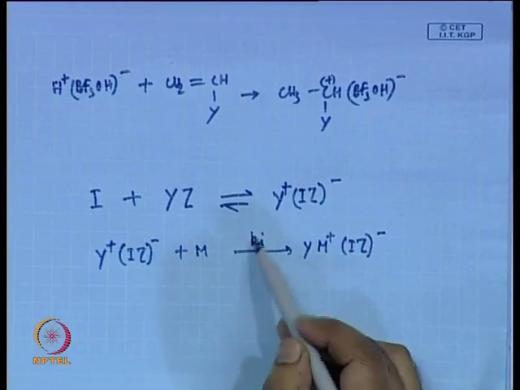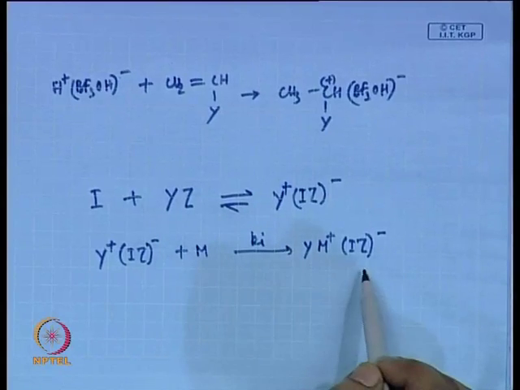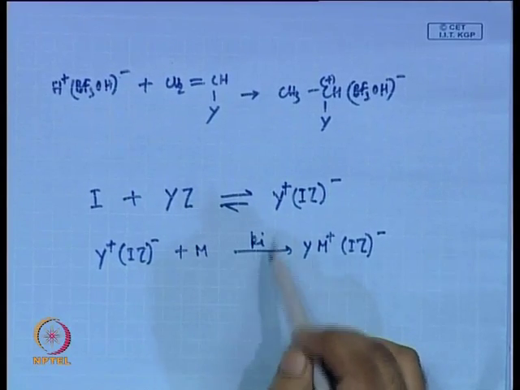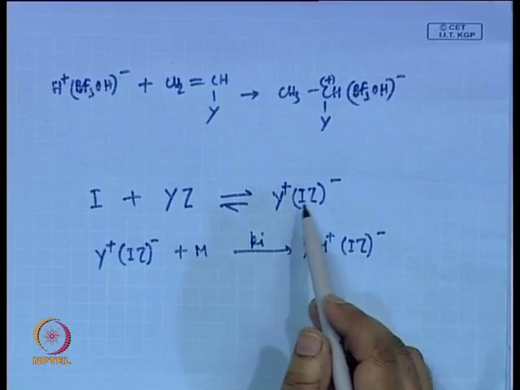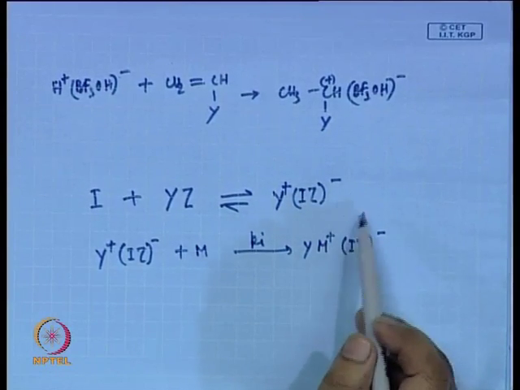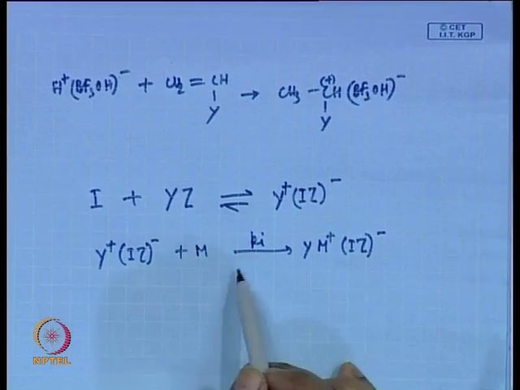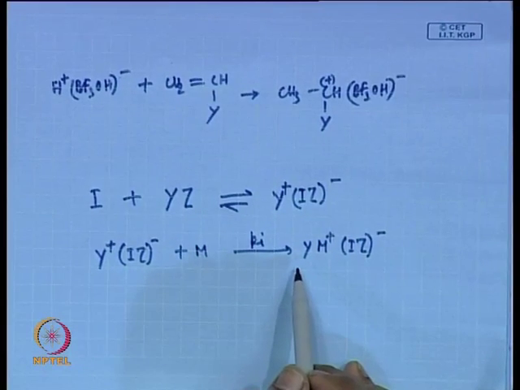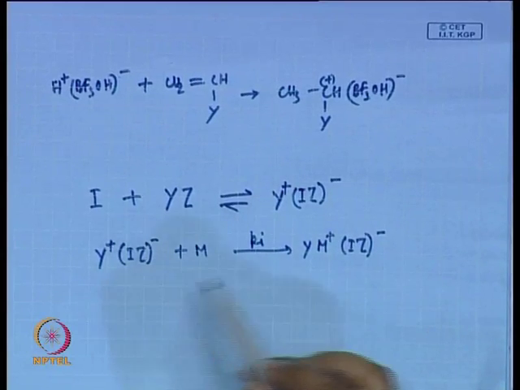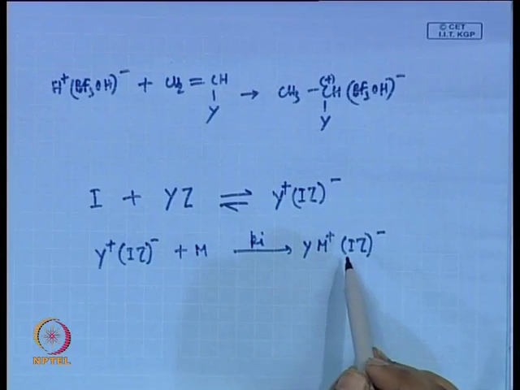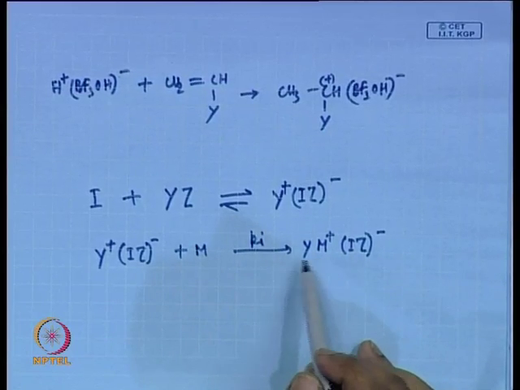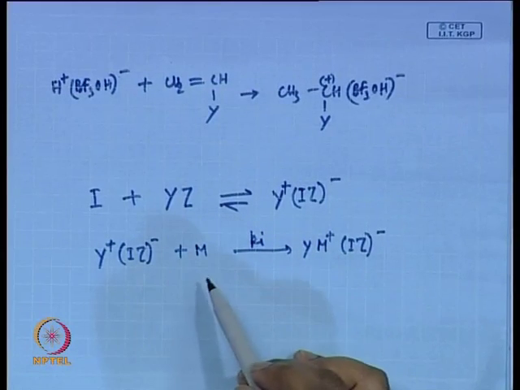Now, we are writing K I for this reaction because it has been found that of these two reactions, which together make up the chain initiation reaction, this is the rate determining step. So we will consider this reaction while looking at the kinetics of this chain polymerization.